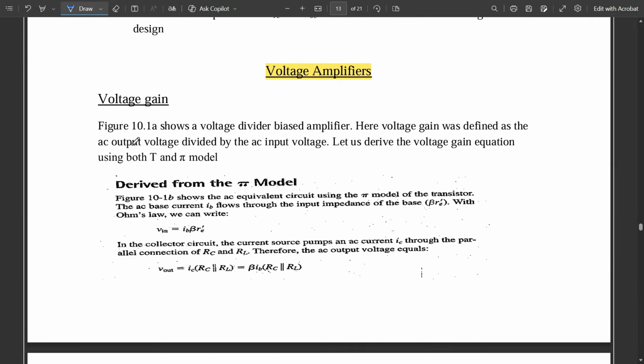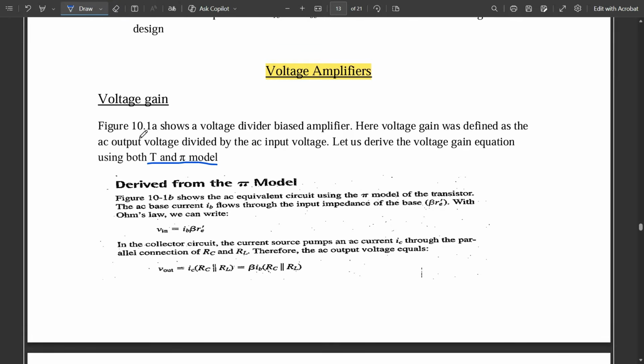Now see here, figure 10.1a shows a voltage divider biased amplifier, that is the VDB amplifier. Here, voltage gain was defined as the AC output voltage divided by the AC input voltage, that is V out divided by V in. Let us derive the voltage gain equation using both the T as well as the pi model. In DC analysis, we derived the voltage gain; now we are finding the AC voltage gain with respect to the T model as well as the pi model. Let us find out how it is obtained.